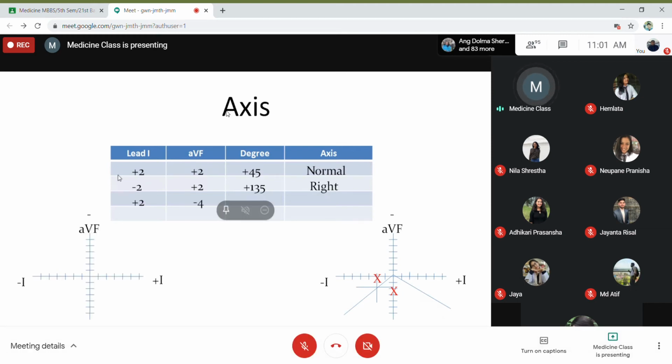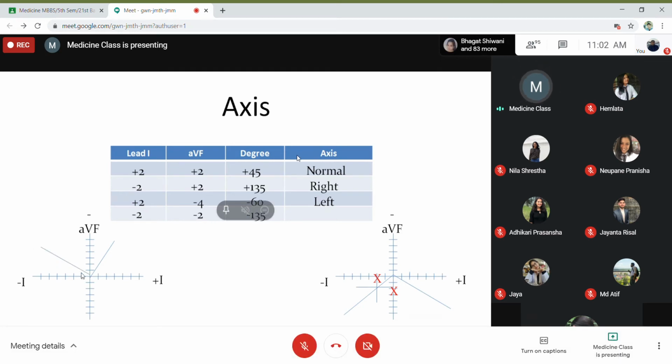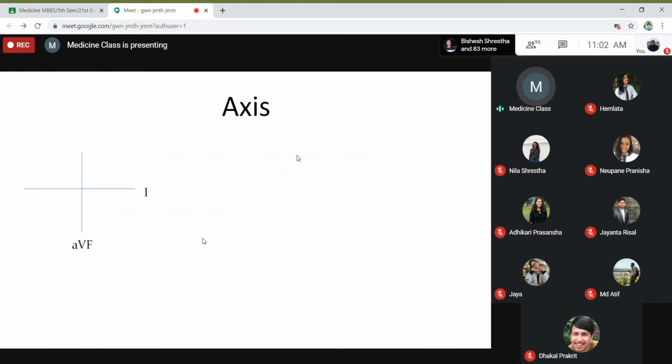In this one, lead 1 is positive and AVF is negative. So 1, 2, 3, 4. It would be somewhere here around -60 degrees, most probably. That means it's a left axis deviation. Now, if lead 1 is -2 and AVF is -2, it would be somewhere here around -135, and this is the extreme right axis. So this is how it has come, how you look at it and how it has come. This is the explanation for that.